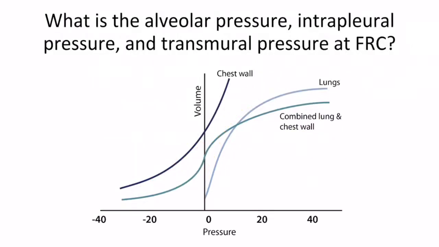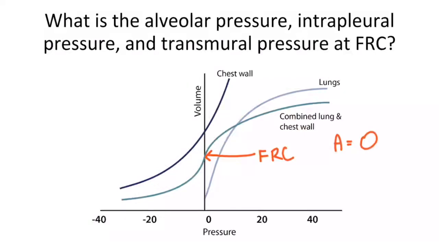Okay, let's do another question. What is the alveolar pressure, intrapleural pressure, and transmural pressure at FRC? For this question, you need to remember that FRC, or functional residual capacity, just refers to when a person has just exhaled a normal breath and the pressure inside the lungs is equal to atmospheric pressure. Recall that FRC is right here on this figure. This means the pressure in the alveoli is 0, or atmospheric, which makes sense. Air is not entering or leaving the lungs, so the pressure gradients must be equal. So alveolar pressure is 0.